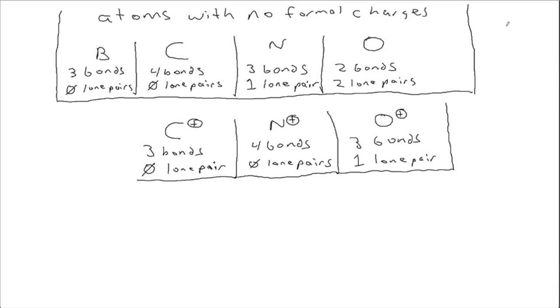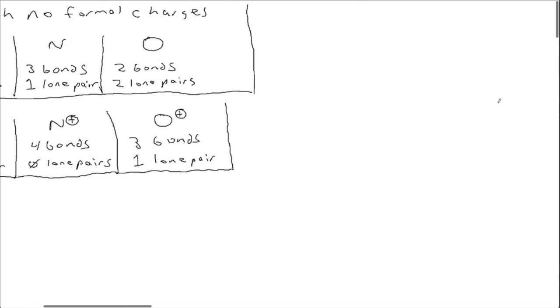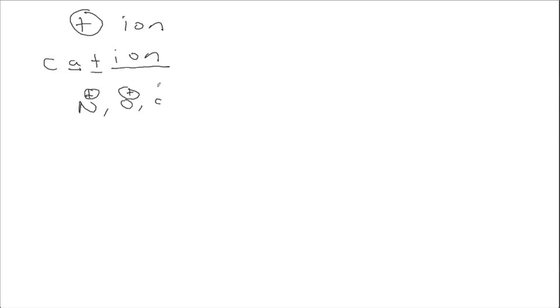By the way, what do we call an ion with a positive charge? Do you remember the name? Cation. That's right. The way I remember that is that the T kind of looks like a plus sign. So a cation is a positive ion. So, for example, this is a cation, and this is a cation, and this is a cation.